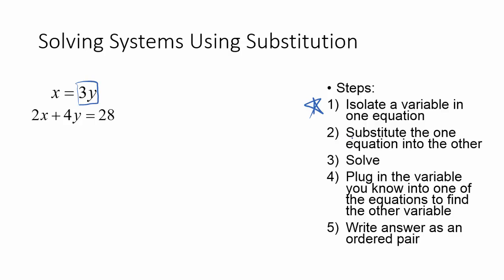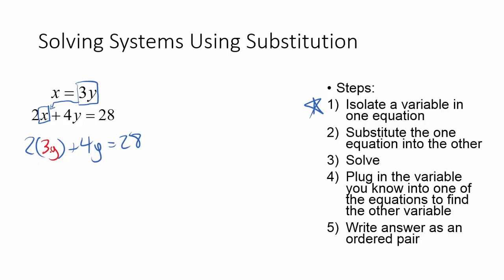Here's the trickiest part for people who are just learning this. We need to substitute one equation into the other. Since x is equal to 3y, if x and 3y are the exact same thing, I'm going to replace this x over here in the second equation with a 3y. So I'm going to write the exact same equation, 2 times something plus 4y equals 28, and all I'm going to do is replace the x with a 3y because they're the same thing. And now from here it's just solving the equation.